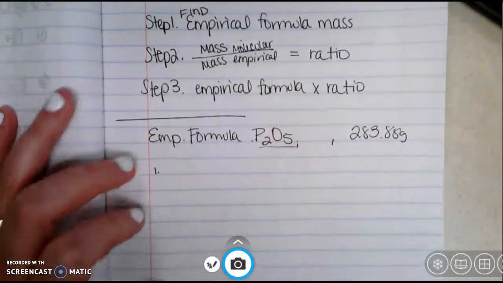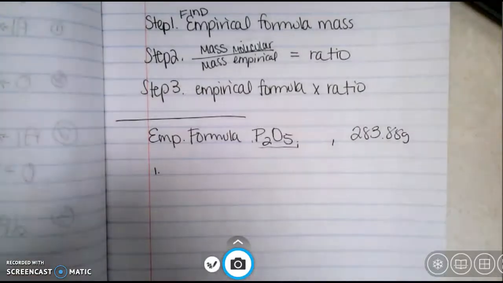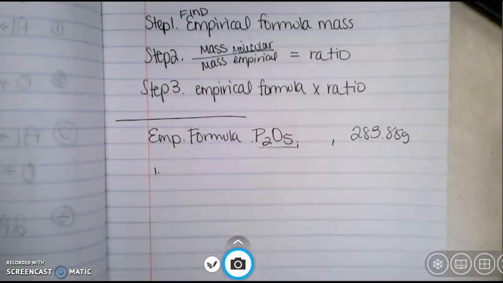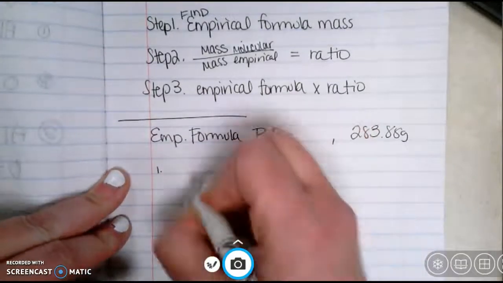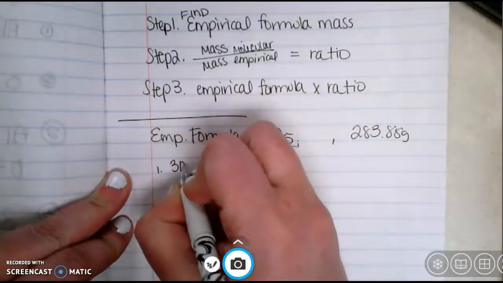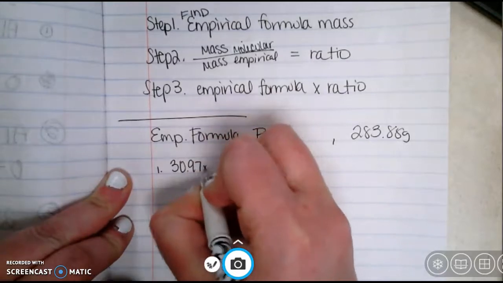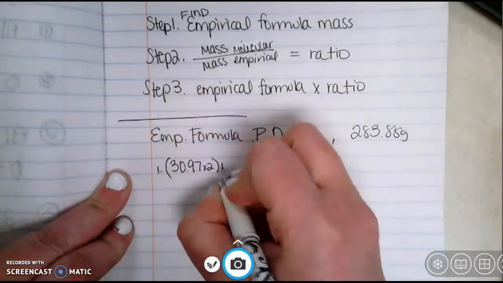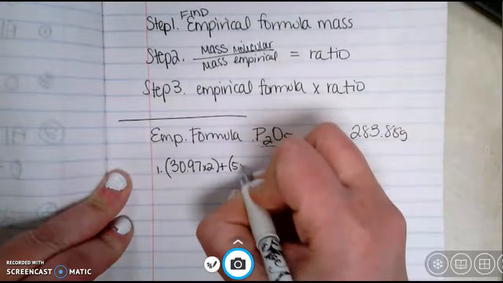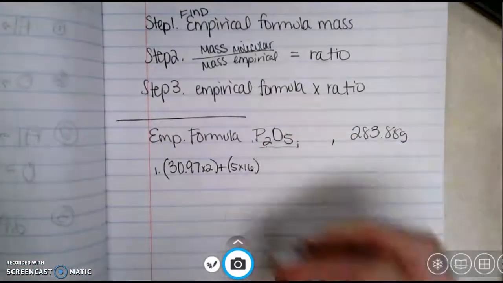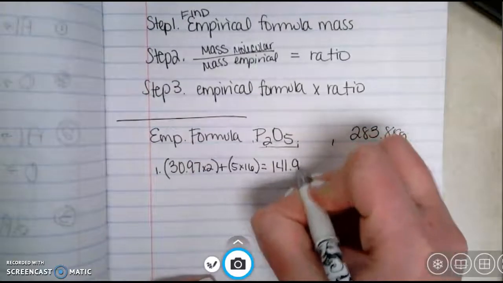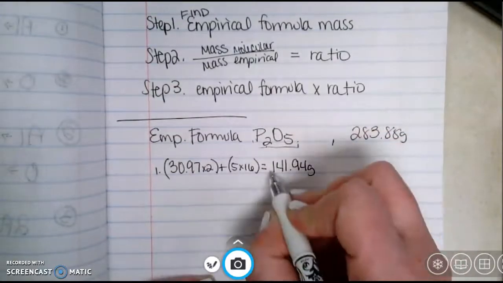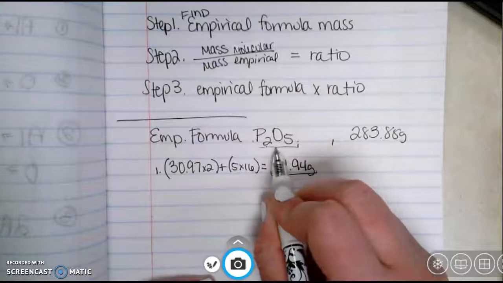Okay, so I'm going to grab my periodic table out, and I'm going to add the mass of this phosphorus, which is 30.97, and there's 2 of them. Okay, and 5 of these oxygens. Okay, so when I put that in my calculator, I'm going to get 141.94 grams. So this is the mass of my empirical formula.